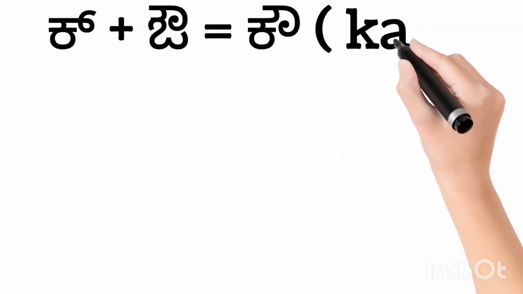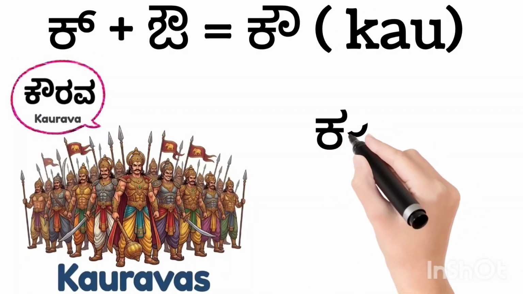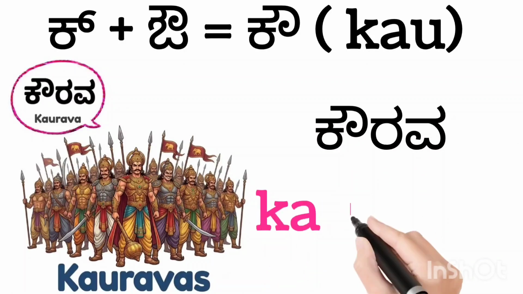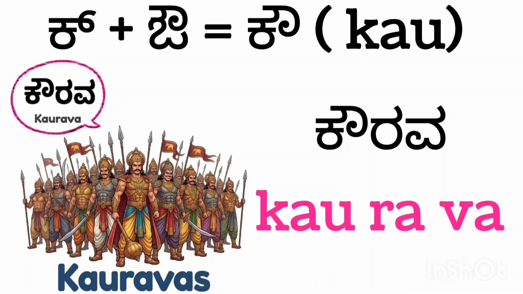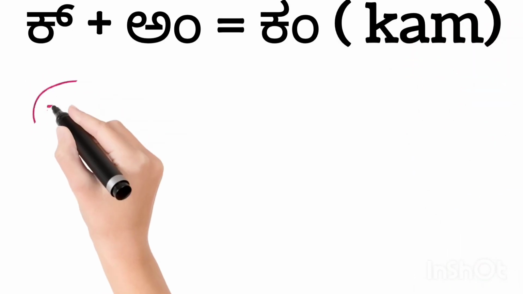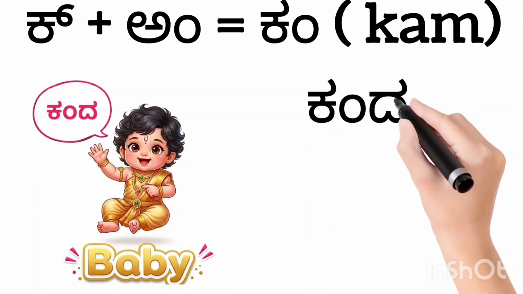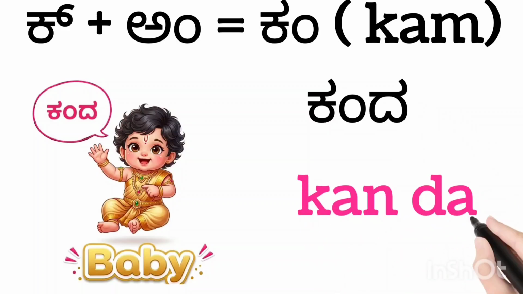K plus ಔ is equal to ಕೌ. ಕೌ ಕೌರವ. ಕೌರವ ಕೌರವಾಸ್. ಕೌ ಕೌರವ. K plus is equal to ಕಂ. ಕಂ ಕಂದ. ಕಂದ baby. ಕಂ ಕಂದ.